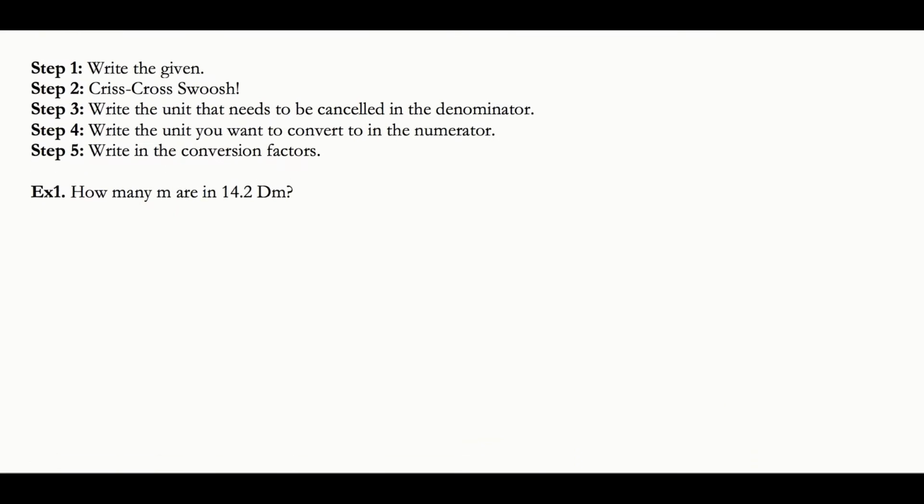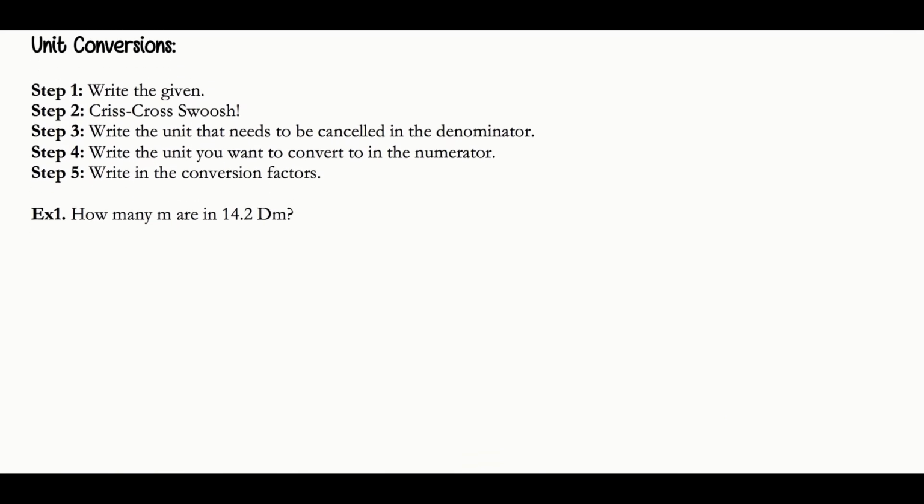So here are the steps that you need to complete for unit conversion. Step 1, you need to write your given. So let's look at our example as we go through our steps. It says, how many meters are in 14.2 decameters? So my given here is 14.2 decameters. That's the value that is given to me. All right, step 1 is done.